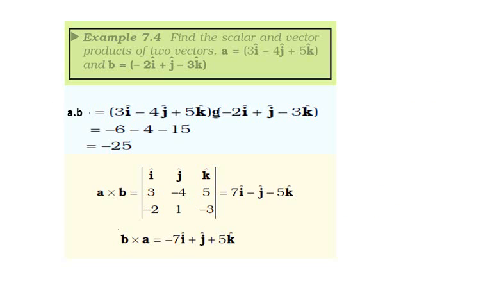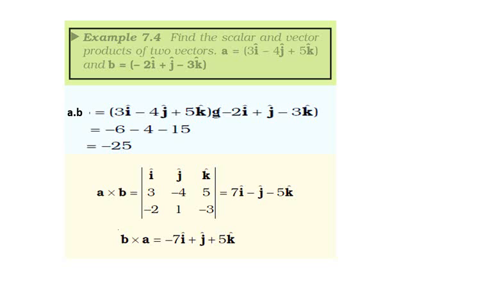A numerical example 7.4 of NCERT. Vectors A and B are given in the form of their rectangular components, and you have to find out the scalar and vector product. For scalar product, A dot B, i dot i is 1, j dot j is 1, k dot k is 1, and the rest of the multiplication values, meaning i dot j etc., will be 0. So you will get only minus 6, minus 4, minus 15, that is minus 25.